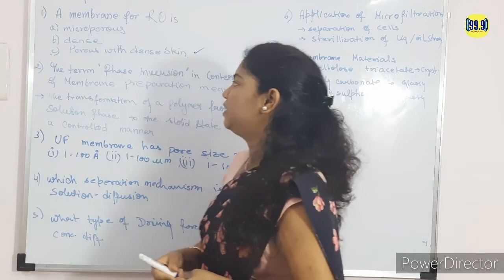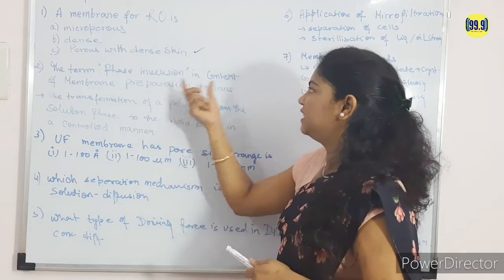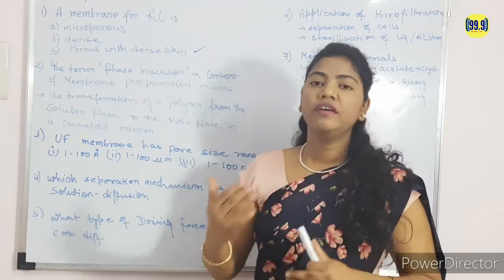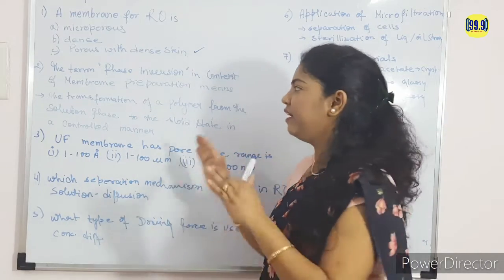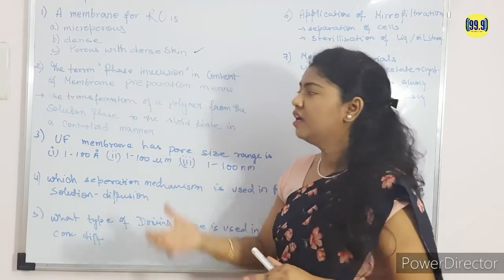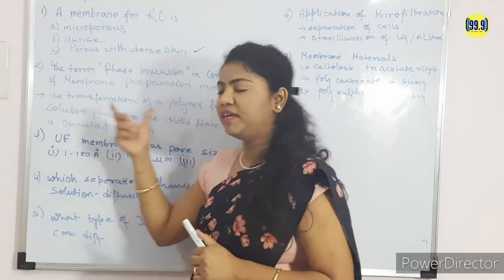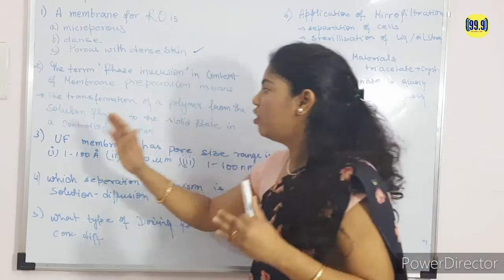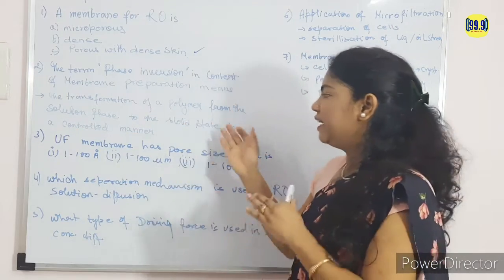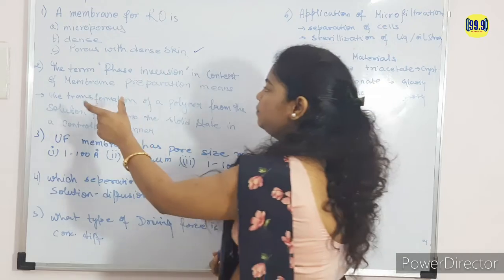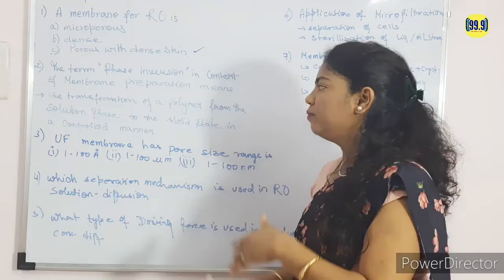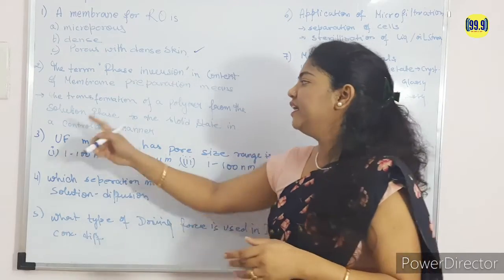The second MCQ is: the term phase inversion in the context of membrane preparation means. We have three to four options, but I have written here the answer, what phase inversion is and why it is used. Phase inversion is the transformation of the polymer from the solution phase to the solid state in a controlled manner. So the definition of phase inversion is the transformation of the polymer from the solution phase to the solid state in a controlled manner.